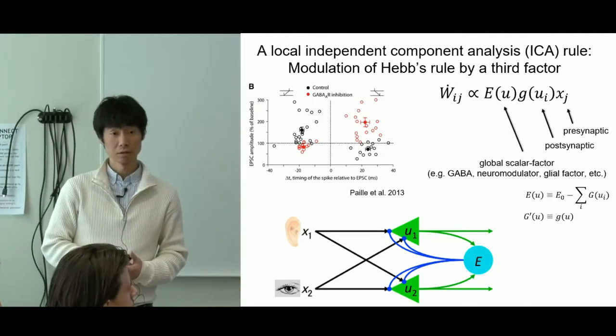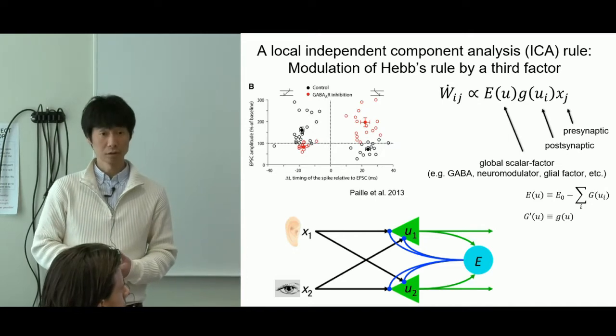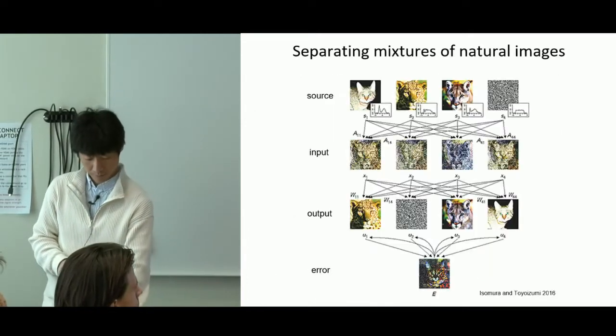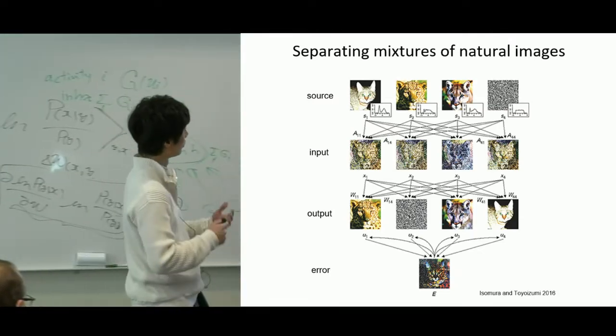So they added GABA. They put a GABA blocker. So how does the learning rule behave?